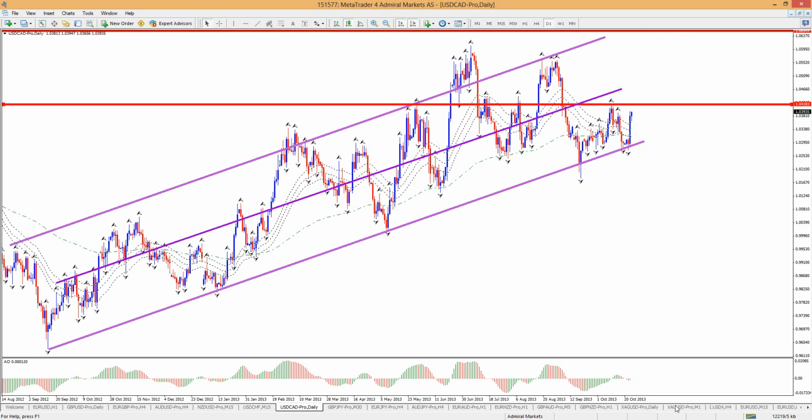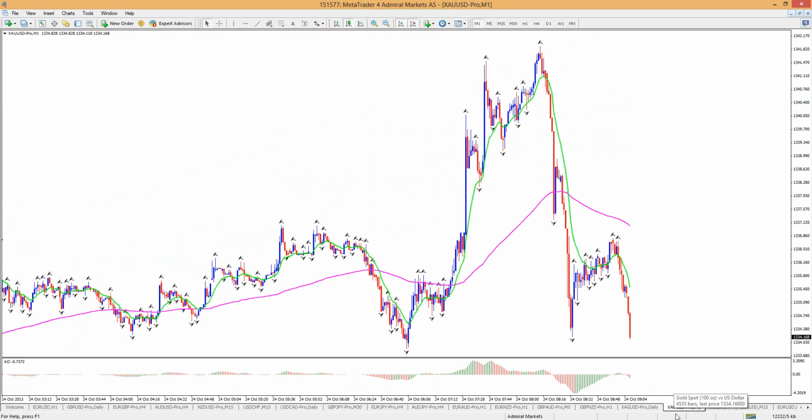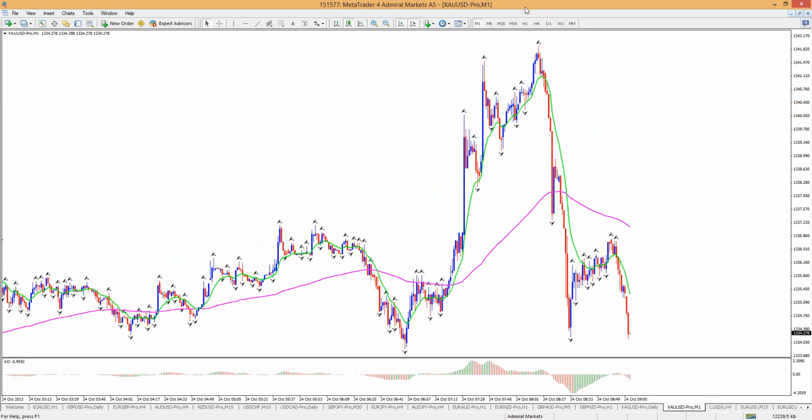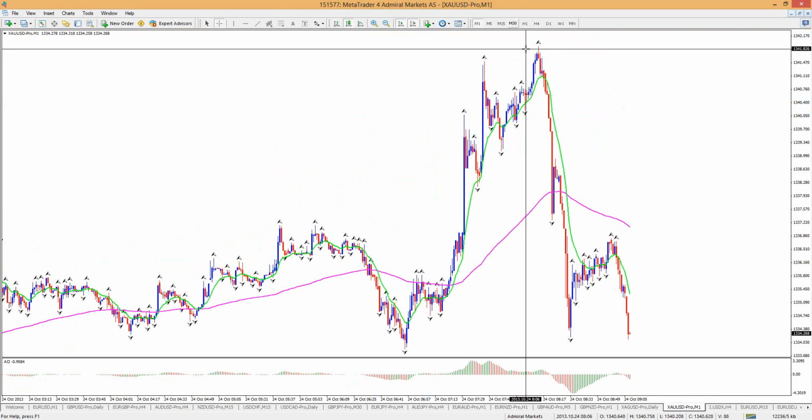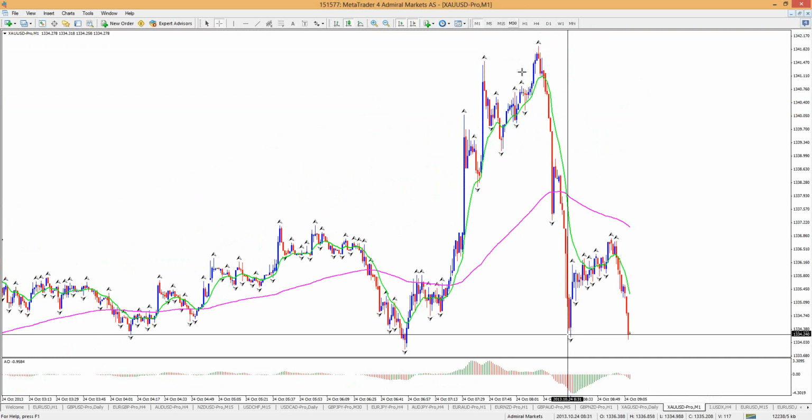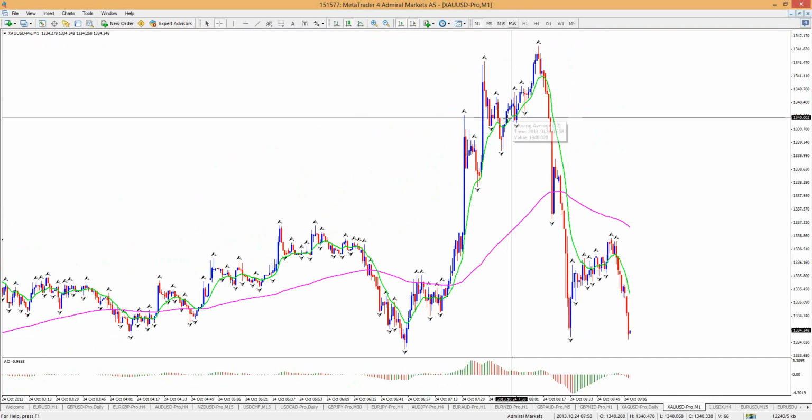Gold seems like it's breaking out. Oh, what happened here? What is this? Oh, it's the 1 minute chart. Ah, I didn't know what it was. It seemed very dramatic. It made a $7 move down in the last few minutes, as we can see.